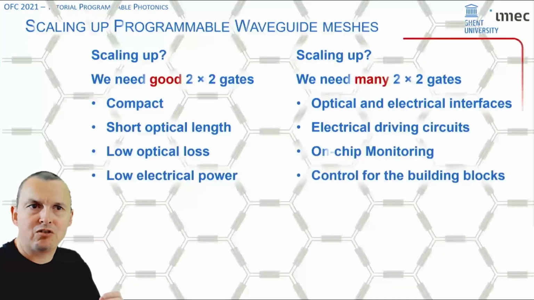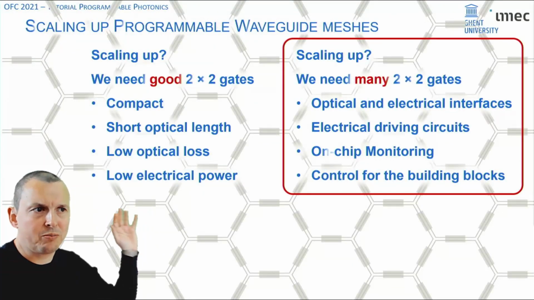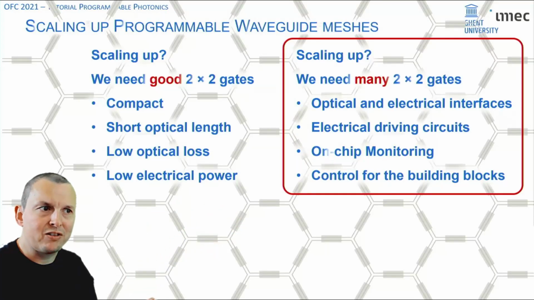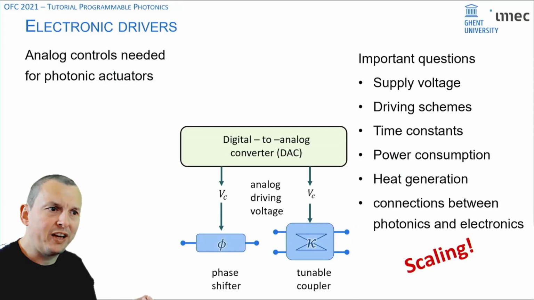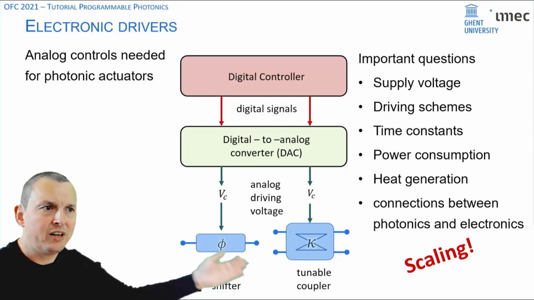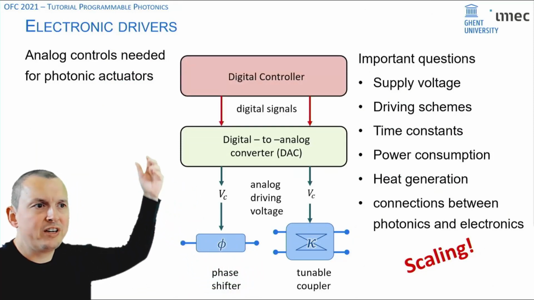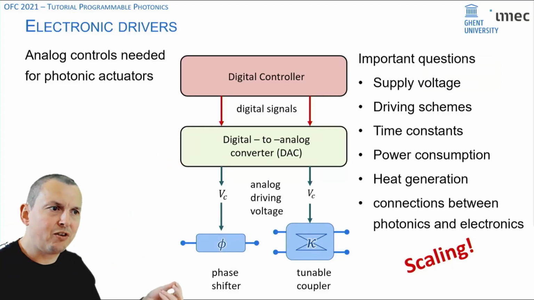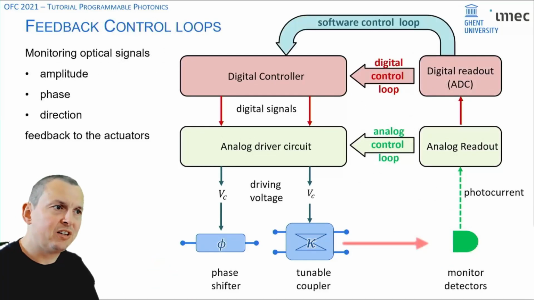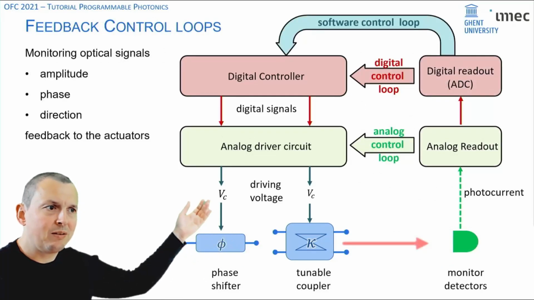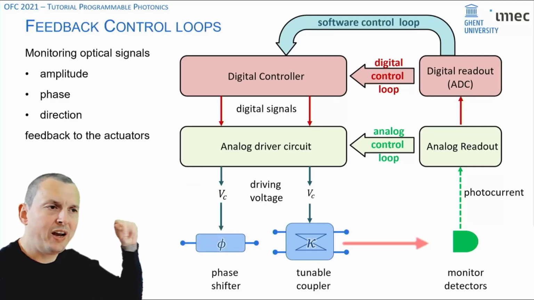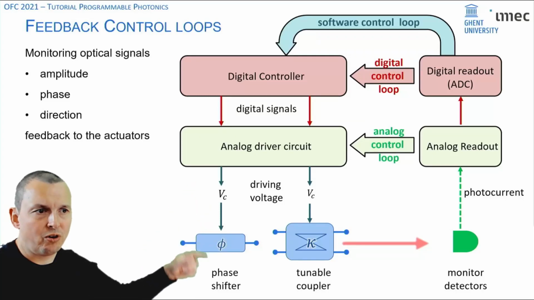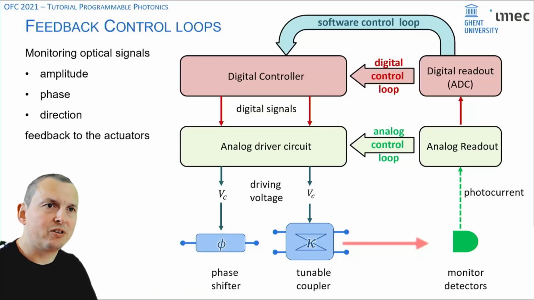Now, whether you use MEMS or liquid crystals or heaters, you also need to be able to drive those. So we don't just need good 2x2 optical gates, we need to be able to control a lot of those. And that requires electrical driving circuits. So every individual gate, phase shifter or tunable coupler needs to have a digital to analog converter, needs to be able to be digitally controlled. And on top of that, if you also have your monitor detectors, these also need to be read out, both analog and digital, in a way that you can then feed into control loops where the monitors can be used to control your phase shifters and tunable couplers.